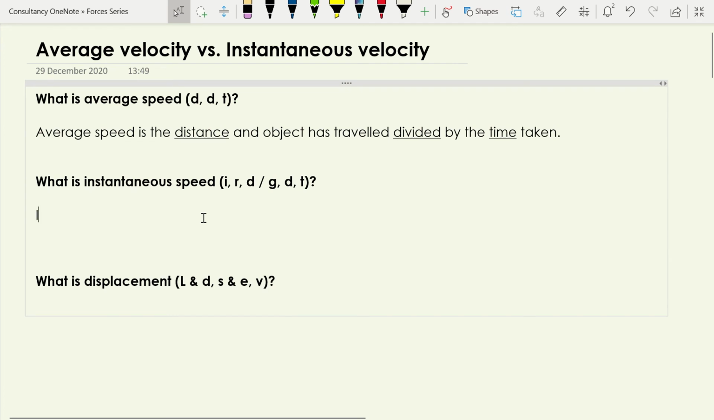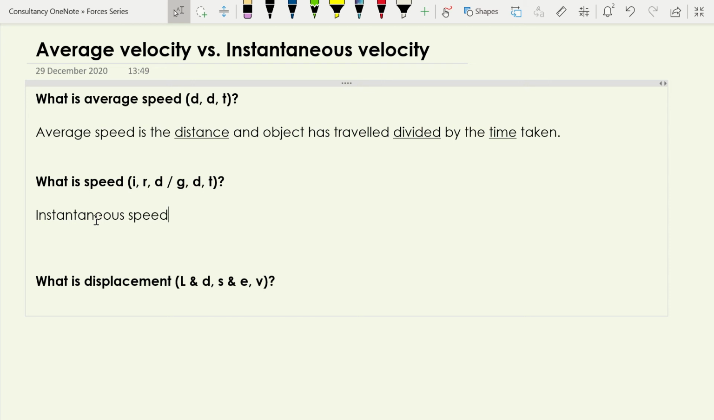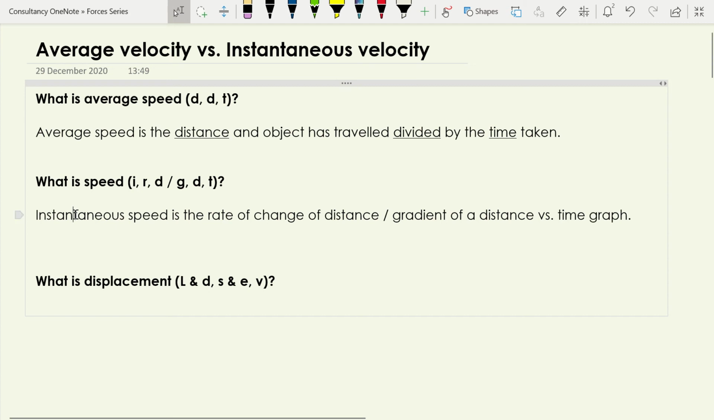And what is instantaneous speed? That's often abbreviated to speed. So speed is an abbreviation for instantaneous speed. Speed is the rate of change of distance, or the gradient of a distance versus time graph. Again, the letters that are in our brackets give us the keywords that we're looking for here. That's why those are there.